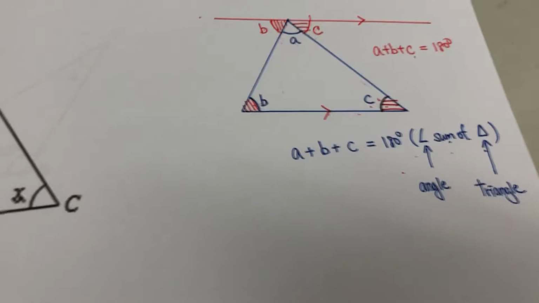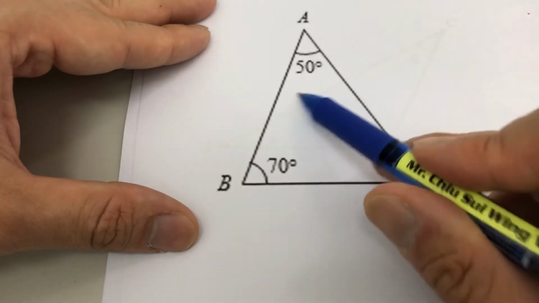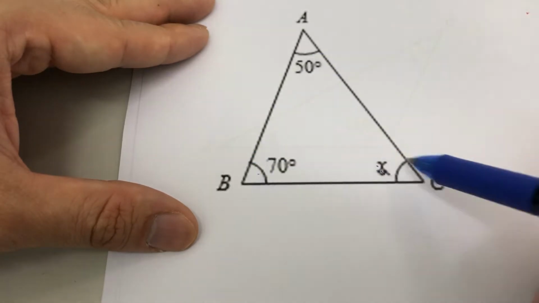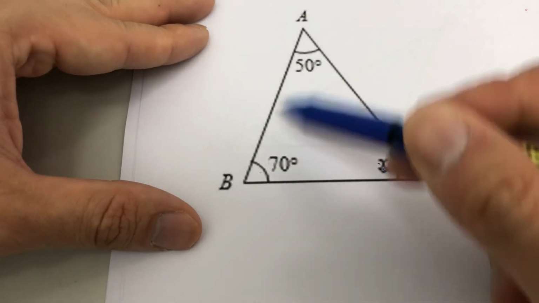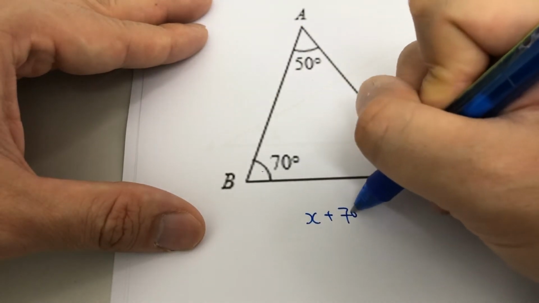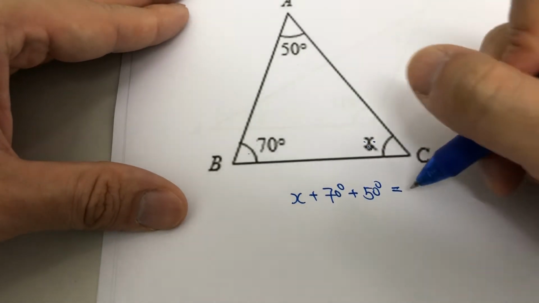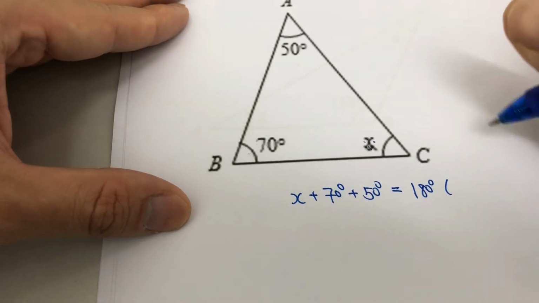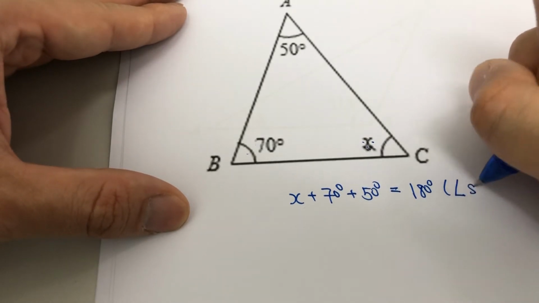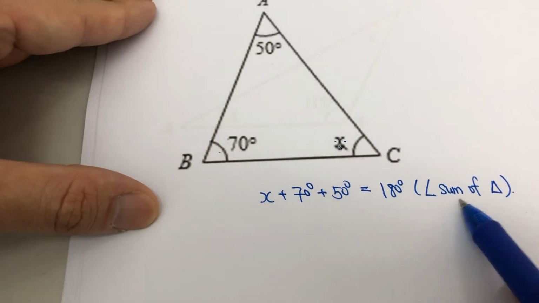Now, let's go back to the exercise. Let's look at the first one. You have to find the unknown x. Are you able to tell the relationship? These three angles are the angles inside a triangle. So what happens if you add x plus 70 degrees plus 50 degrees? What is the result? Of course, the result is 180 because we know that for any triangle, the angle sum must be equal to 180. The reason is angle sum of triangle. Okay?